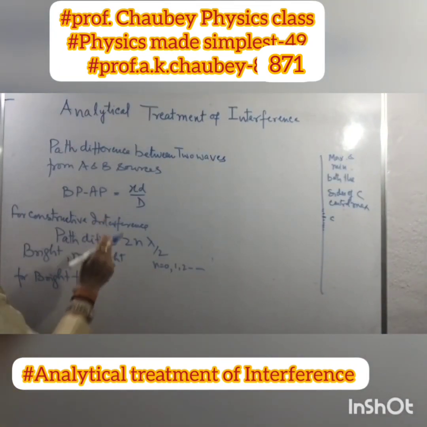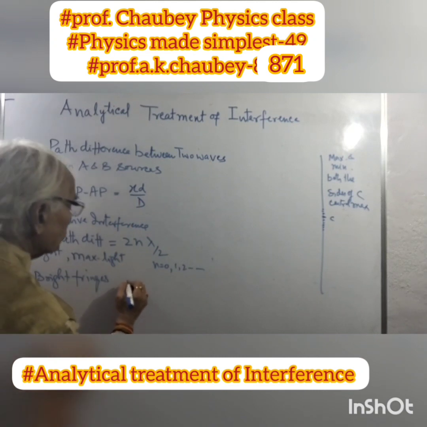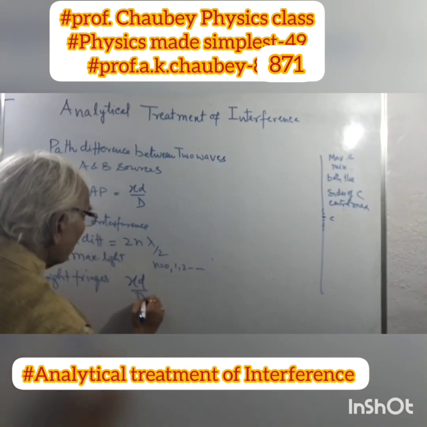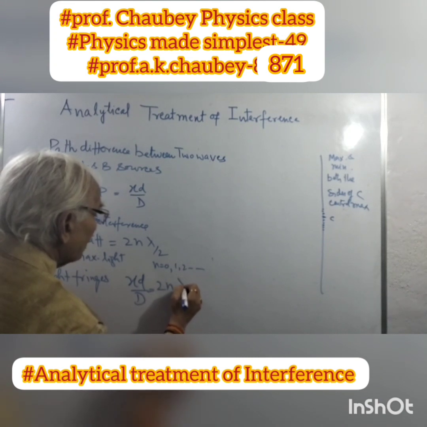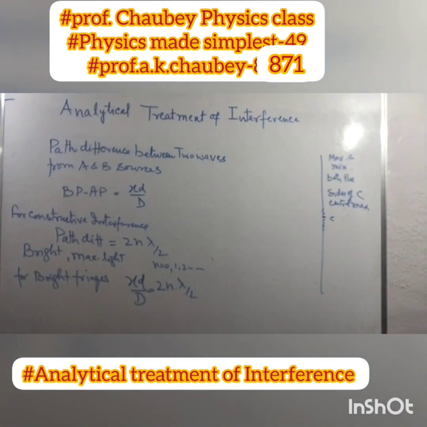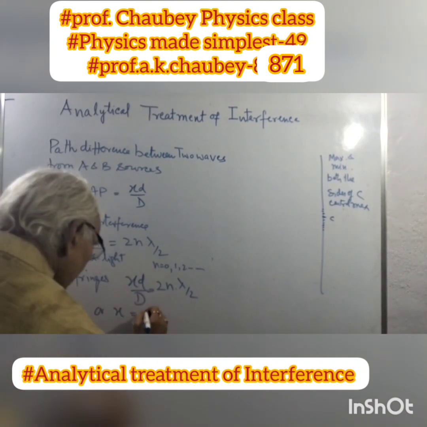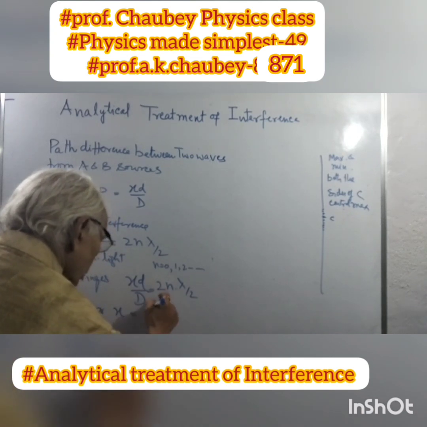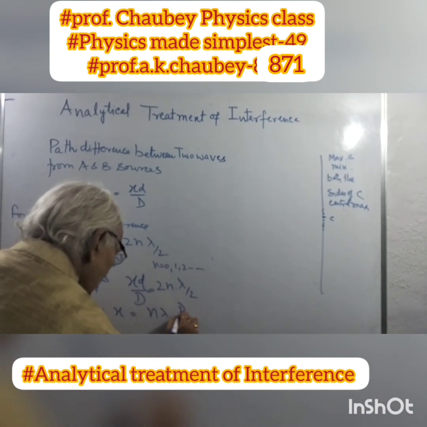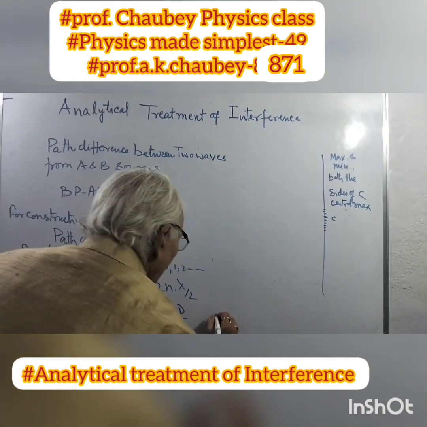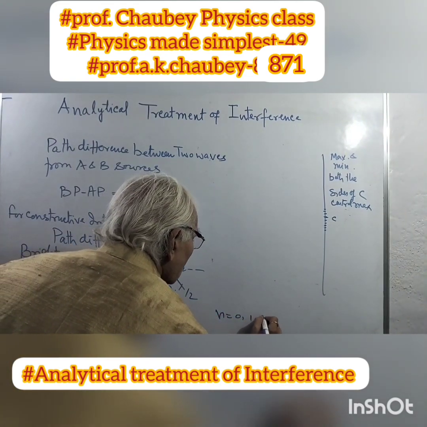For the bright fringes, the path difference should be 2n lambda by 2. So xd over D must be 2n lambda by 2. From this, for the bright fringes, x is equal to n lambda D by d, where this 2 cancels, with n equal to 0, 1, 2 and so on.